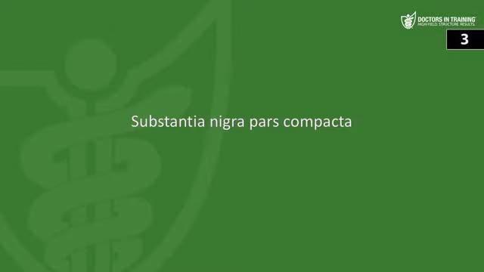Next, damage to which part of the basal ganglia causes hypokinesia? So this is the substantia nigra pars compacta, which can be affected in Parkinson's disease. All right, that's it for the review. Let's get to the video.